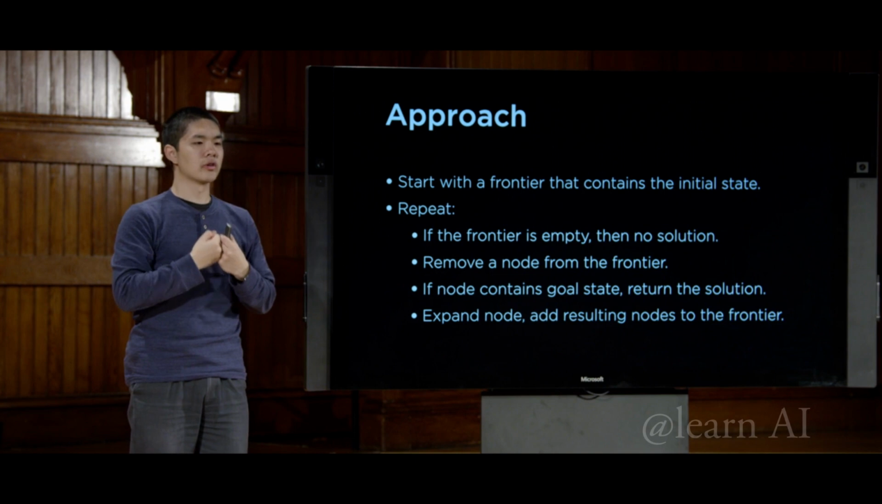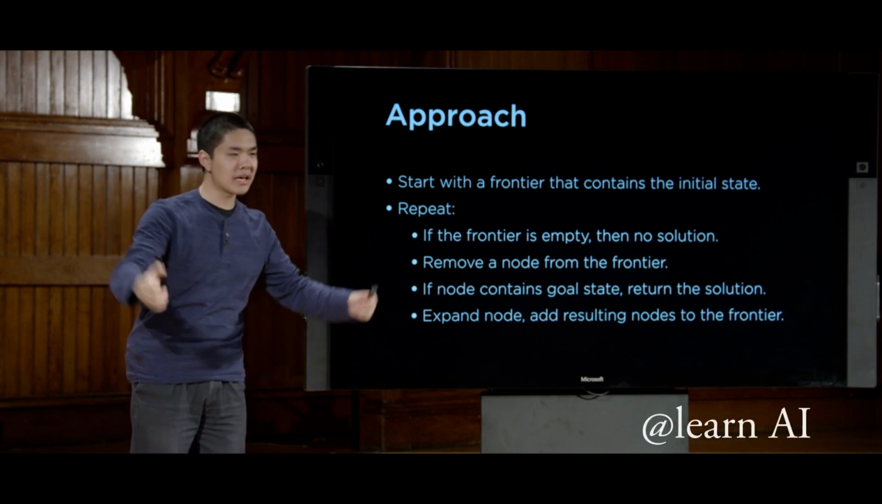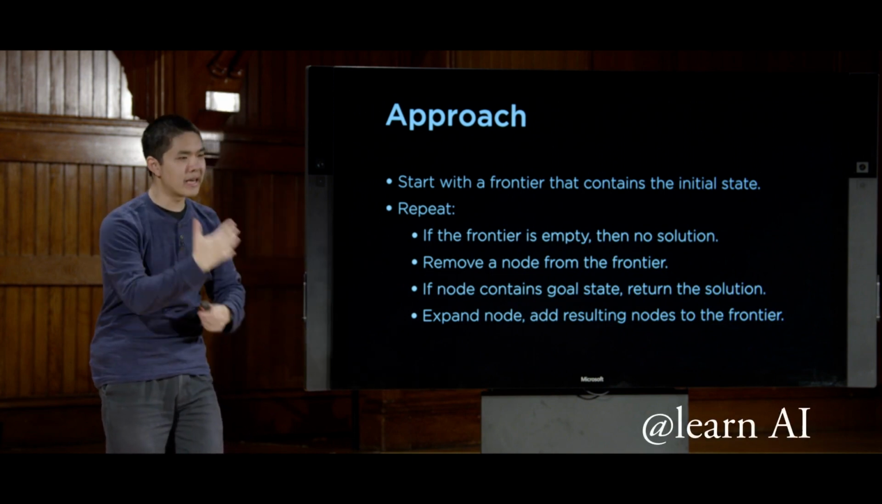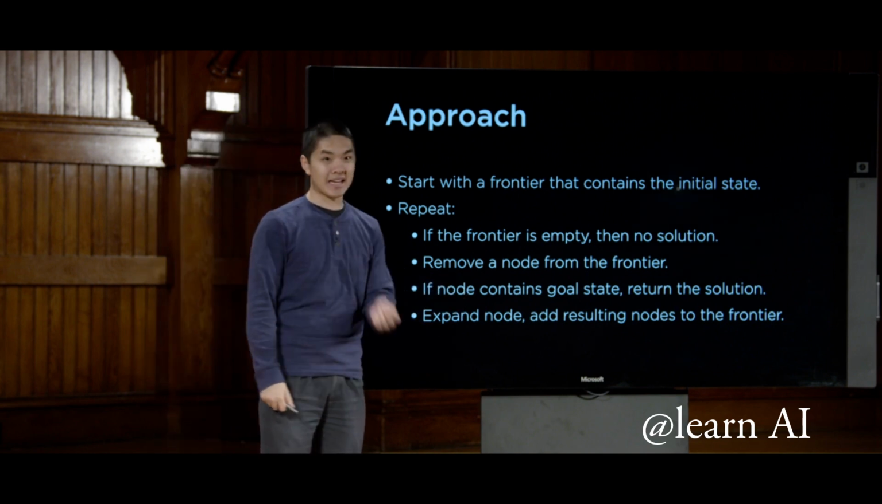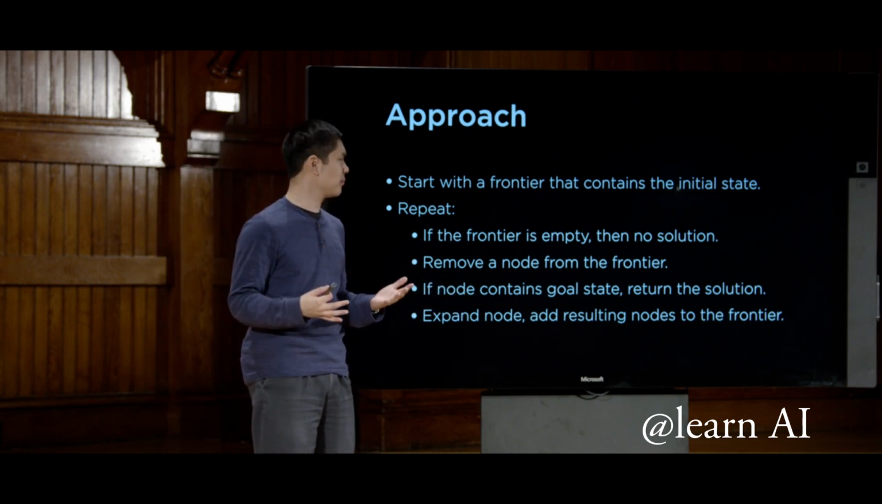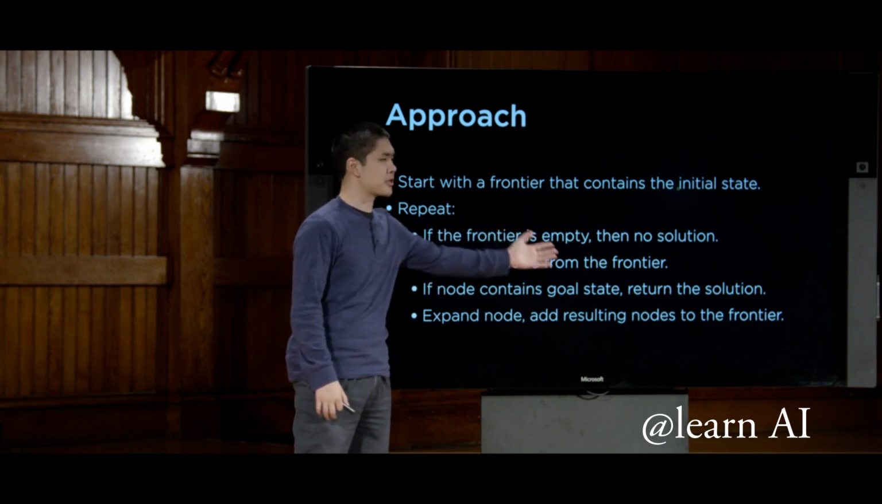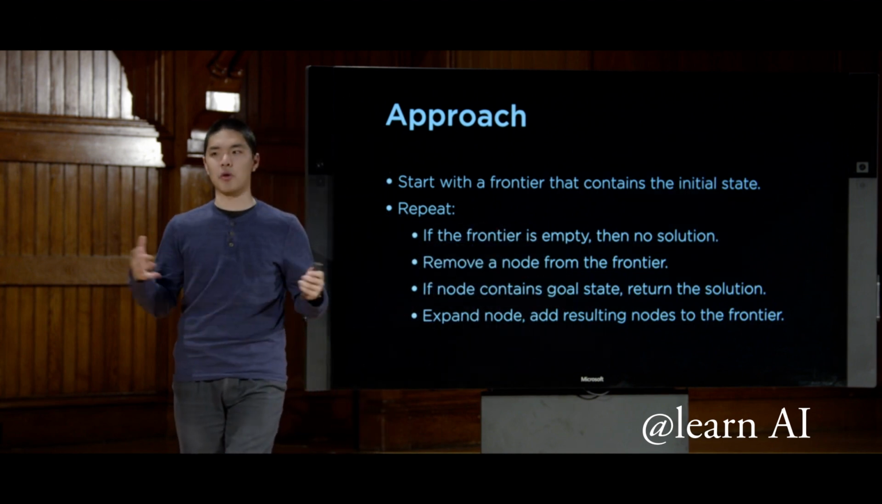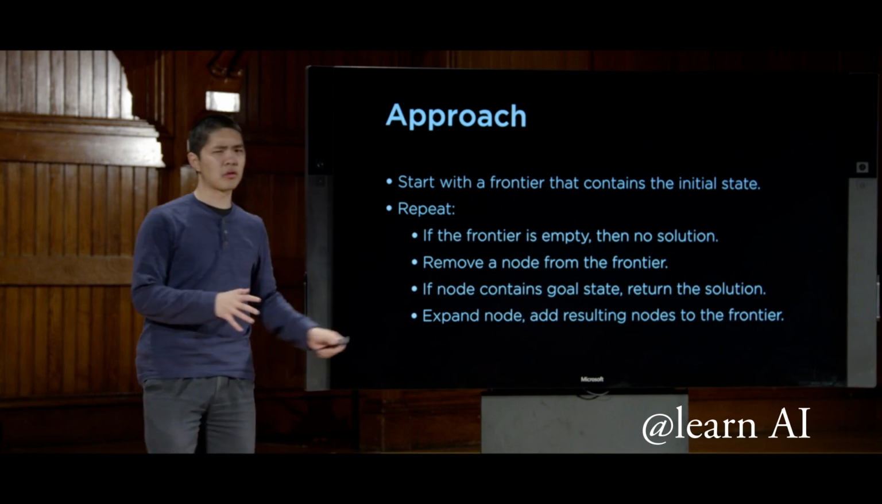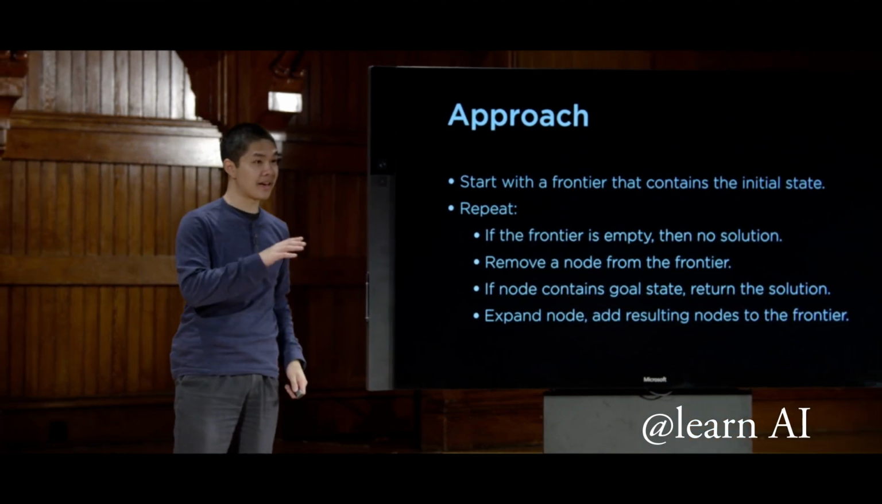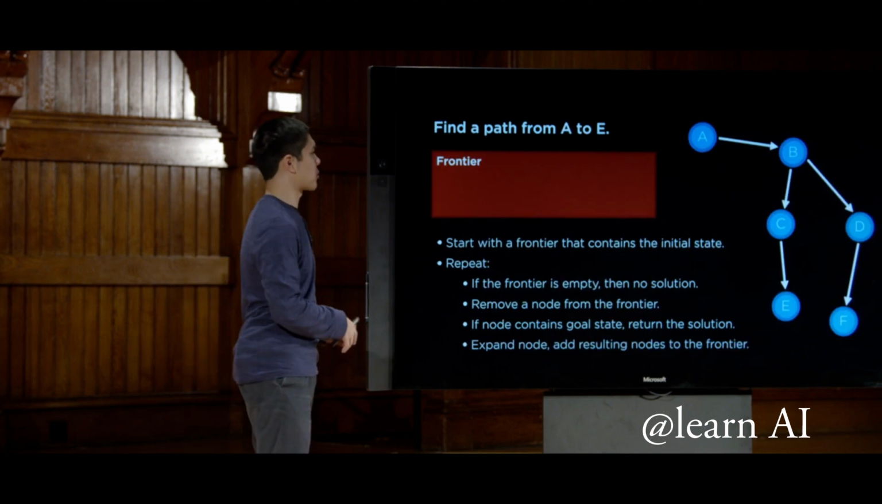The frontier, looking at where we can get to next, and adding those nodes to the frontier, repeating this process over and over until either we remove a node from the frontier and it contains a goal, meaning we've solved the problem, or we run into a situation where the frontier is empty, at which point we're left with no solution. So let's actually try and take this pseudocode, put it into practice by taking a look at an example of a sample search problem.